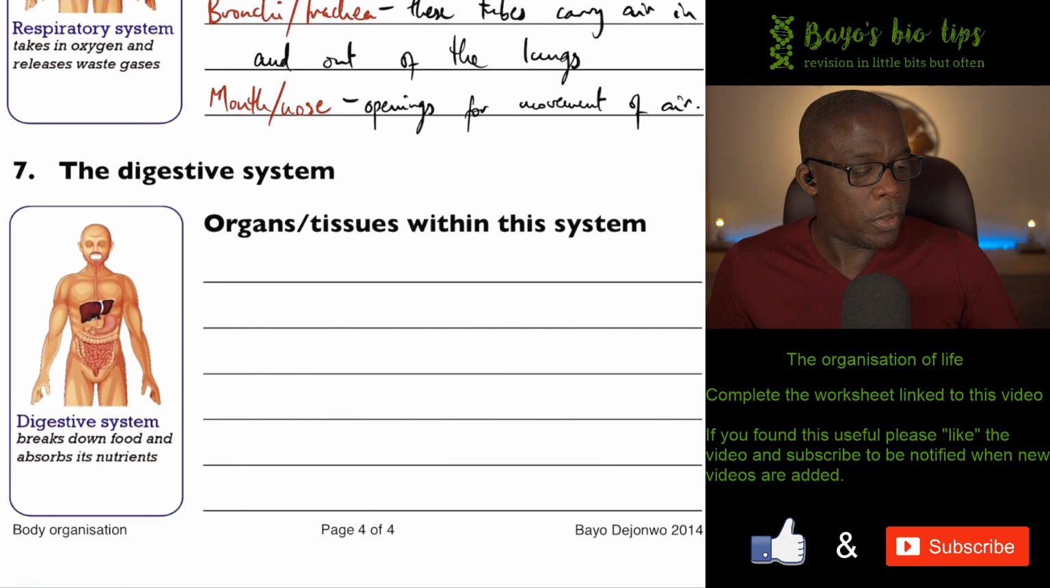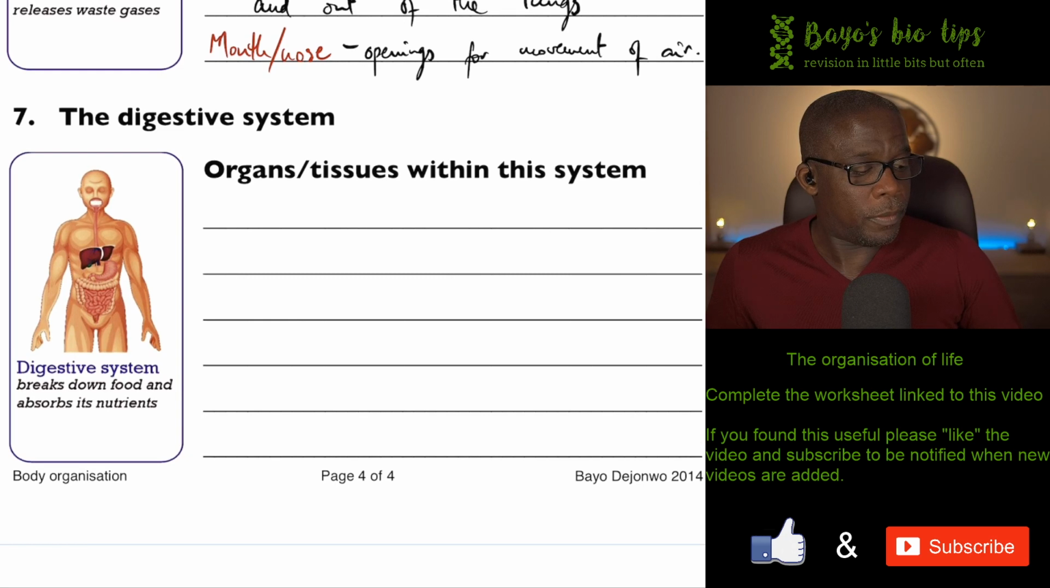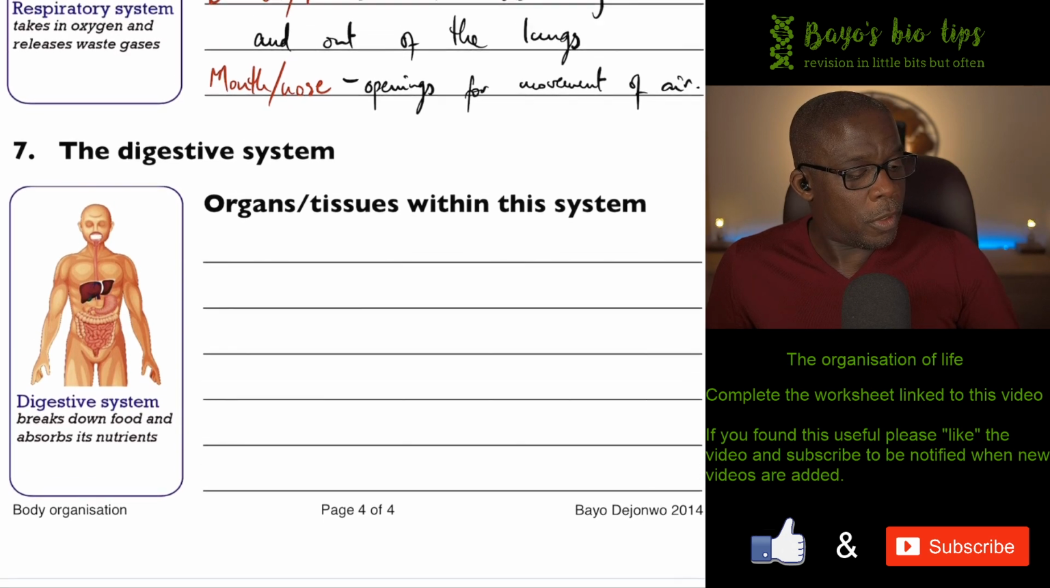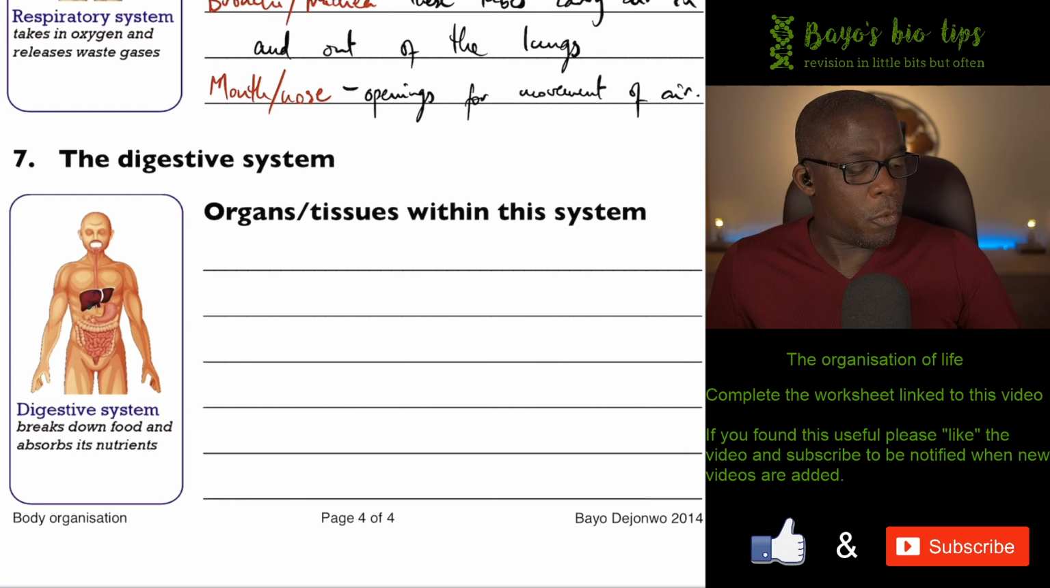Now on to the digestive system. So as I've already mentioned before, the role of the digestive system is to break down large complex molecules into smaller, simpler ones for absorption into the body. So two main jobs: breaks down the food and then it absorbs the nutrients. So let's talk about some of the organs and tissues involved here.